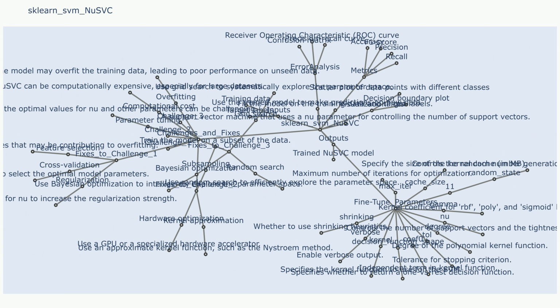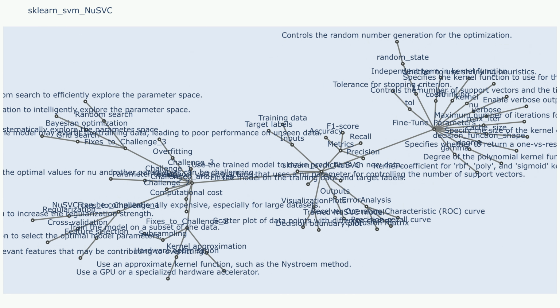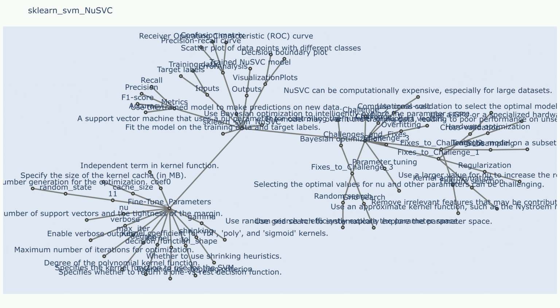Metrics: Accuracy: the proportion of correctly classified samples. Precision: the proportion of correctly classified positive samples among all predicted positive samples. Recall: the proportion of correctly classified positive samples among all actual positive samples. F1 score: the harmonic mean of precision and recall.